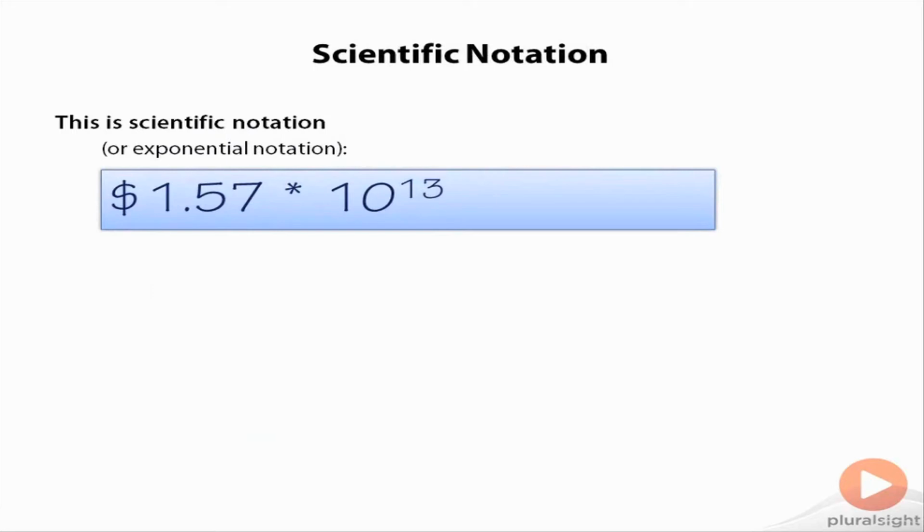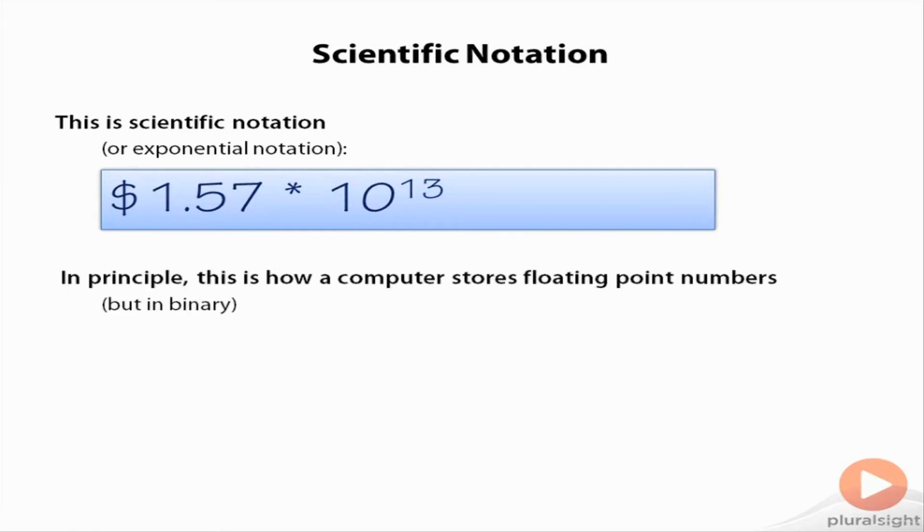And if you haven't guessed already, the reason I'm telling you all this is because scientific notation is, in principle, the way floating point numbers are stored on your computer. There are some details we need to work out, and there's the very big technical difference that computers will be using binary, not decimal, but the principle is the same.